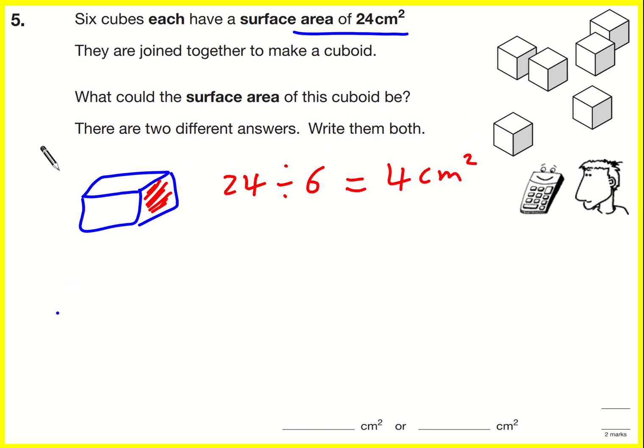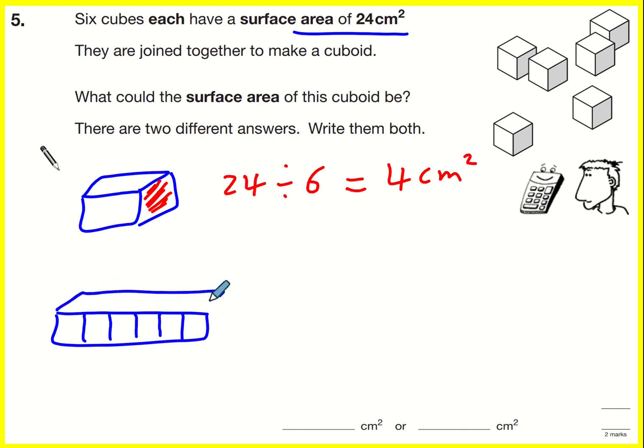What I can then do is imagine taking these cubes and making a cuboid out of them. So the one way I could do it would be to make a 6 by 1 by 1 cuboid. Here it is in roughly 3 dimensions. There we go. And now I just need to work out how many little faces of cubes that there are.